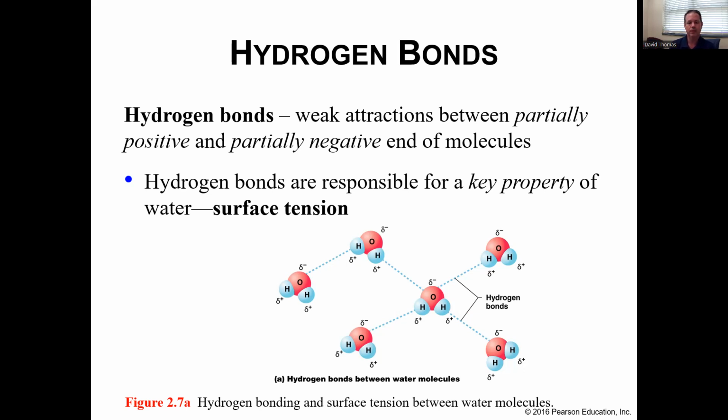You also find hydrogen bonds in your DNA. We'll talk about nucleic acids in another section. Your nucleic acids depend on hydrogen bonding between those base pairs, A, C, T, and G. So that's just a little bit of background on the first couple of sections there.